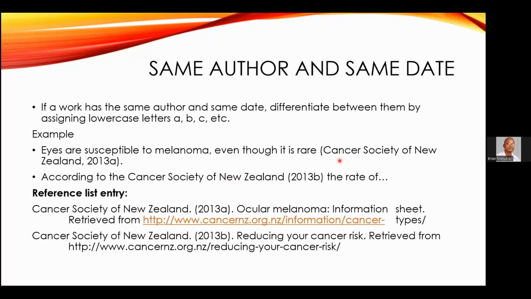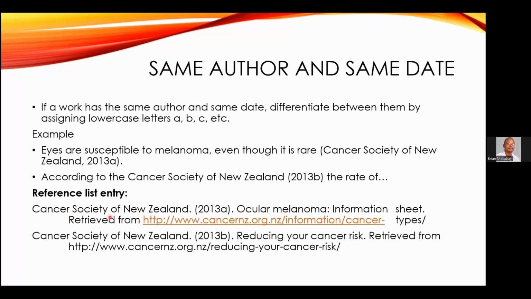However, this is a publication by a group. Okay, so that is the Cancer Society of New Zealand. And this is the first paper they published, so that's why it has 2013A. So then according to Cancer Society of New Zealand, I've just changed the format of how you reference. Now I'm saying 2013B. That means this is actually another paper published in the same year.